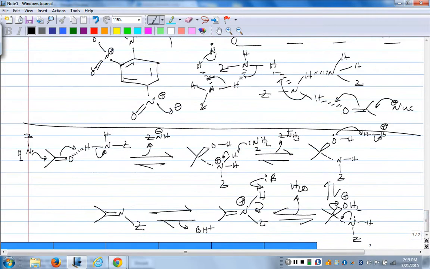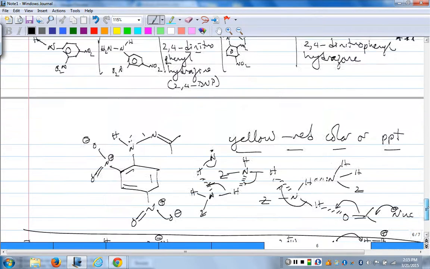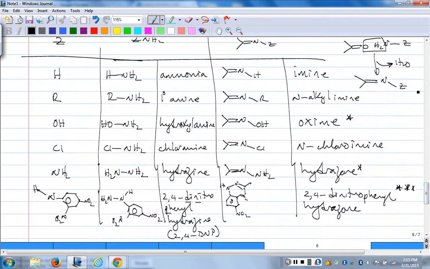The Z is irrelevant to the chemistry, which is why, regardless of what Z is, I always get the same type of products, right? My product is going to be C double bond N Z, and that Z, whatever Z was here, remains in my product.